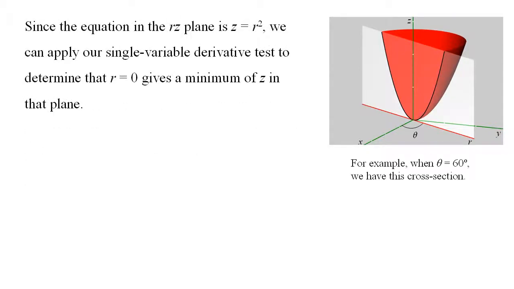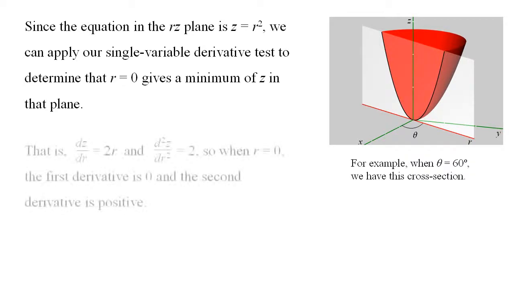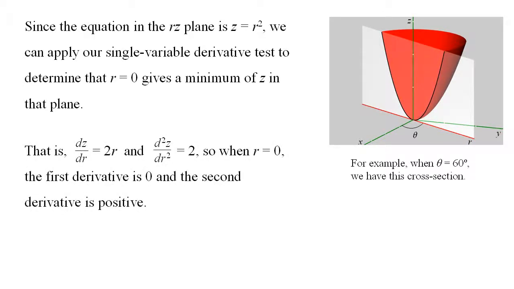Since the equation in the RZ plane is z equals r squared, we can apply our single variable derivative test to determine that r equals 0 gives a minimum of z in that plane. That is, the derivative of z with respect to r is 2r, and the second derivative is 2. So when r is 0, the first derivative is 0 and the second derivative is positive. Furthermore, this is true for all values of theta.